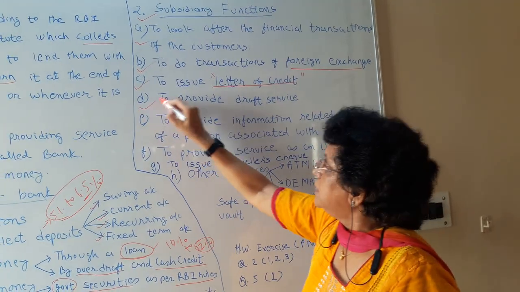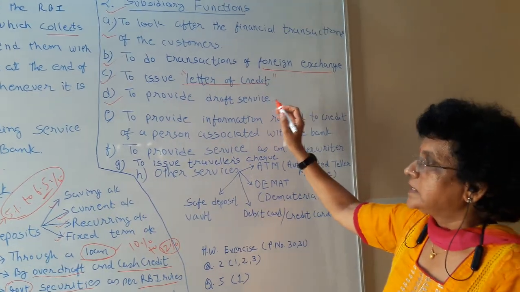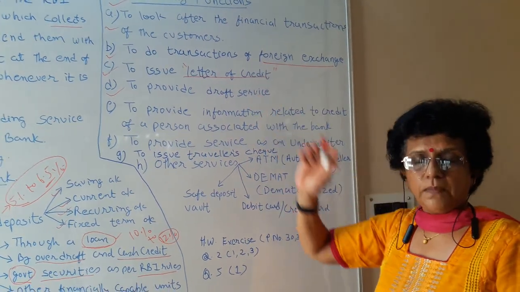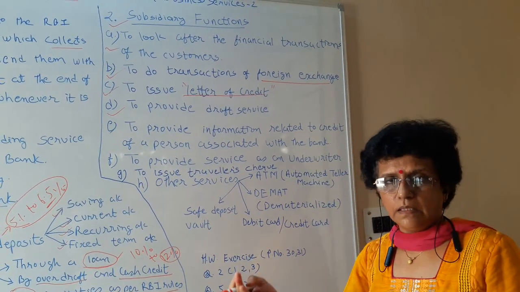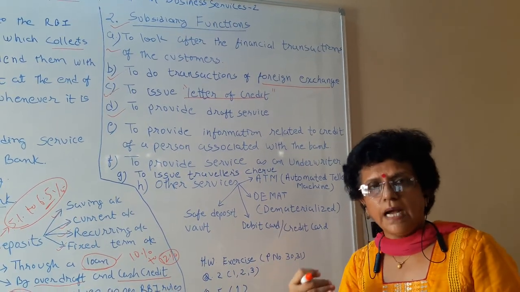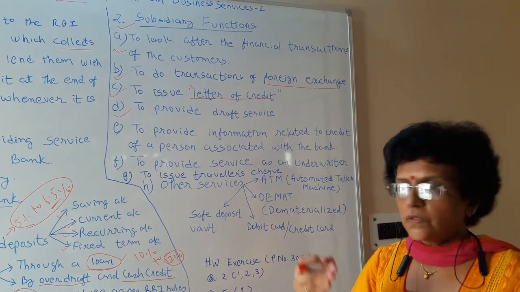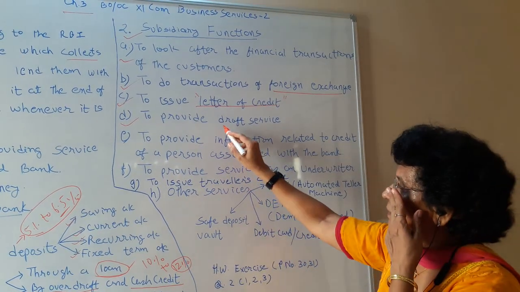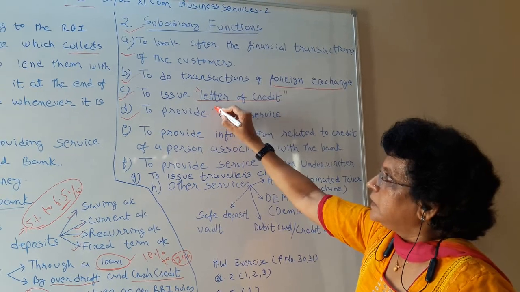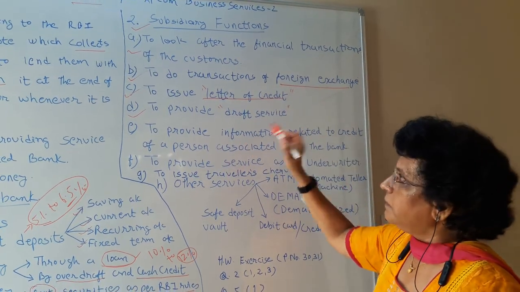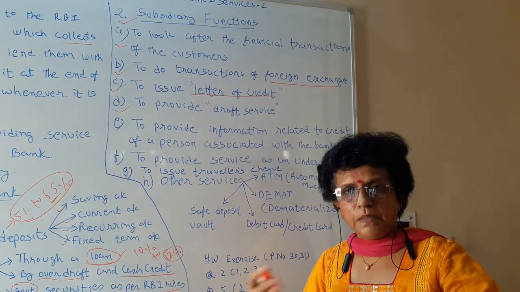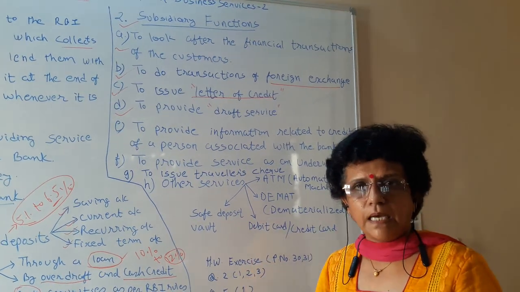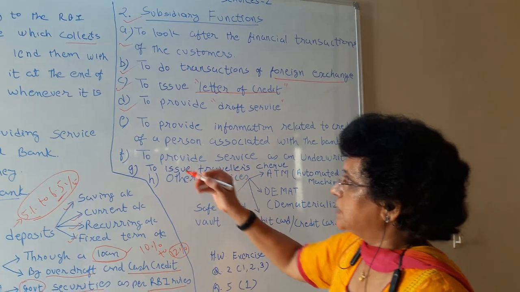Next is to provide draft services. Many times you need money to be transferred from one place to another, and for that you ask for a demand draft. So this draft facility is also provided by the bank for easy and secure money transfer from one place to another. In business, this type of demand is more and you need such a facility.